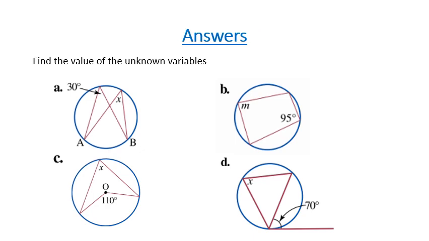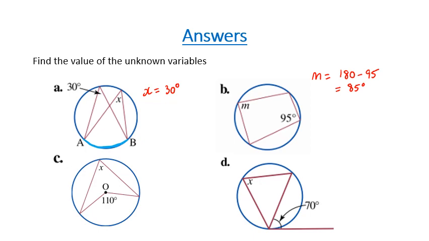Okay, so let's see how you went. Now, each one of these four circles relates to the four theorems we've looked at. Obviously, in our first question, these two angles are formed from the same arc, the arc of A and B. We know that when that happens, both angles must be the same. So therefore, x must equal 30 degrees. In B, we've got a cyclic quadrilateral, and the opposite angles of a cyclic quadrilateral are supplementary, meaning that M must equal 180 take 95, and therefore M is going to equal 85 degrees.